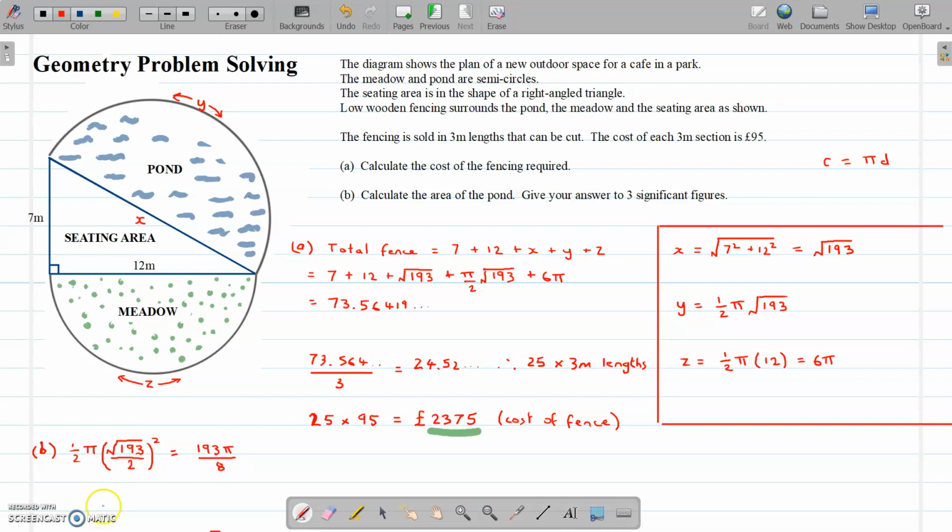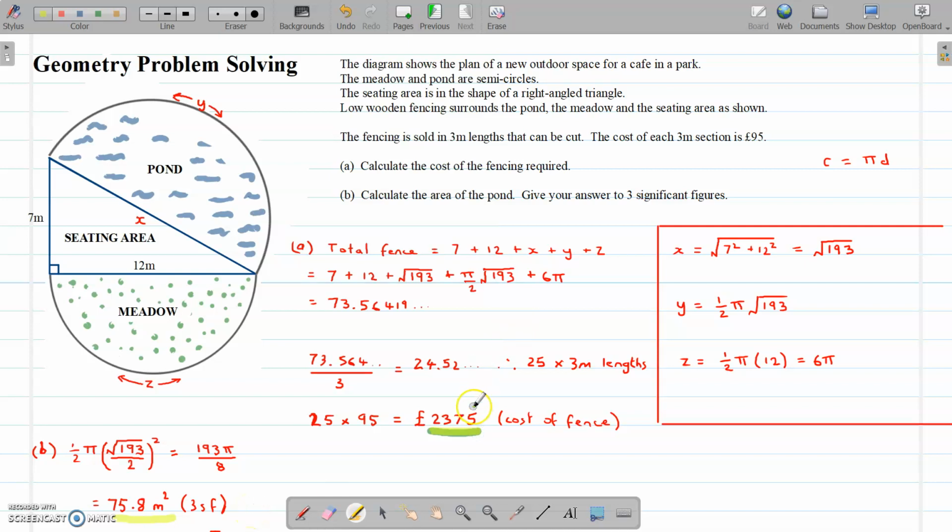And then you can just say that that equals, on the calculator, that comes to 75.79, which is 75.8 meters squared to 3 significant figures, which is what you were required to give. And that is the answer to the area of the pond, which was the second part of the question that you had to do.